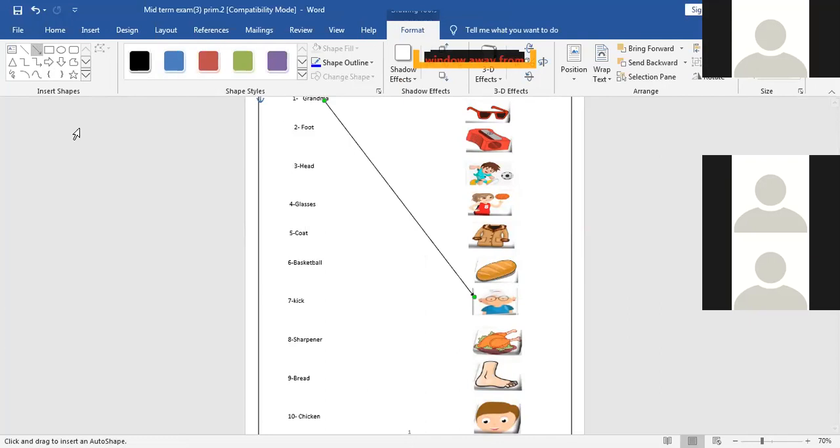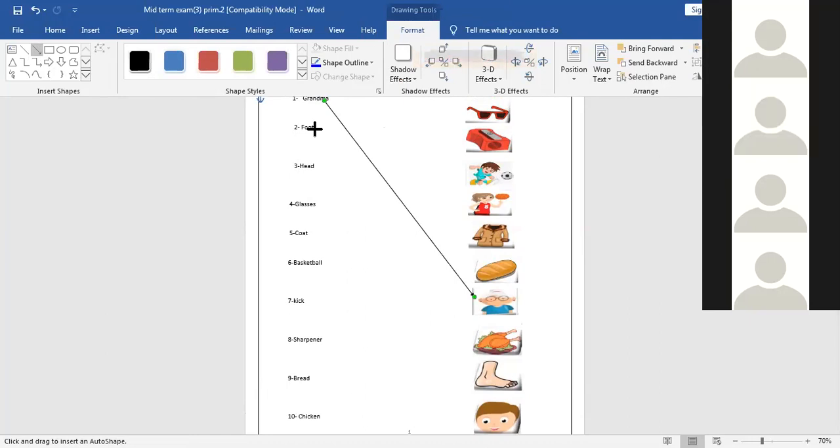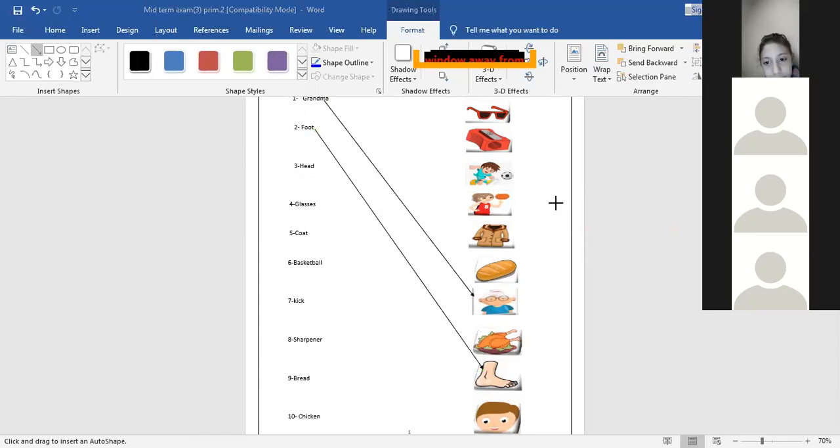Let's see. Sara Ahmed. Hello, Sara. Yes, miss. Look, what is this word? Food. So which picture should I match? Nine. Thank you so much. The word number three, this is head. This is head, right? So let's see who can do it.